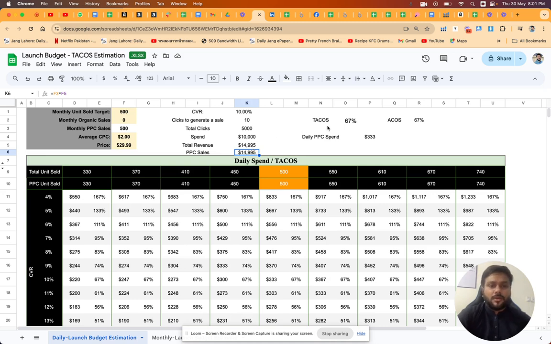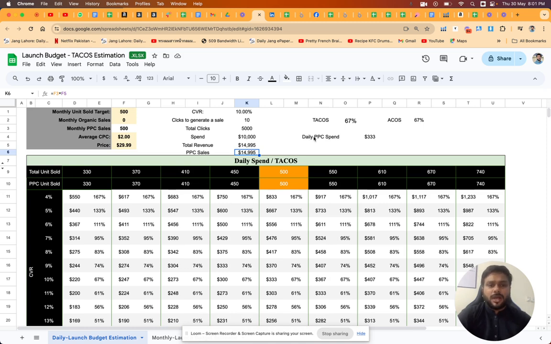And if we talk about our TACOS, the TACOS would be the spend, which is $10,000 PPC spend, and our total revenue, which is $14,000. So the TACOS would be 67% in the first month. And our ACOS would also be the same because we have the same spend and the same revenue.